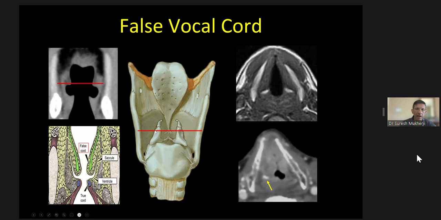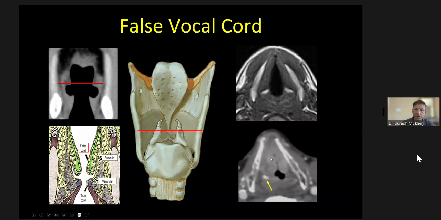Next, notice this red line is going right at the top of the arytenoid cartilages, because this is where this tissue attaches posteriorly. So when we're looking at an MR scan or a CT scan, how do we know we're at the false vocal cord? Because we can see the top of the arytenoid cartilage. If you see the top of the arytenoid cartilages on axial images, then we know we have to be at the level of the false vocal cord.